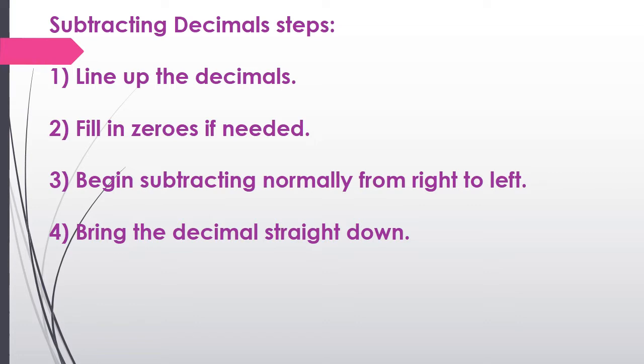Subtracting decimals steps. The steps we use to subtract decimals are the same steps we use to add decimals. First, line up the decimals. Make sure the decimal point is below the decimal point, and fill in zeros if needed. Begin subtracting normally from right to left. Bring the decimal straight down.